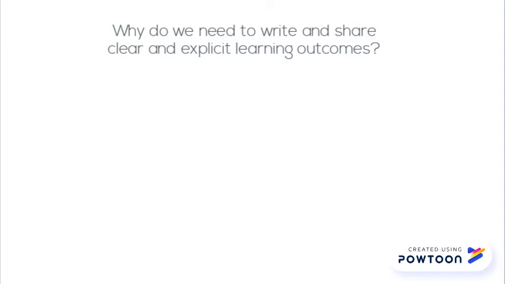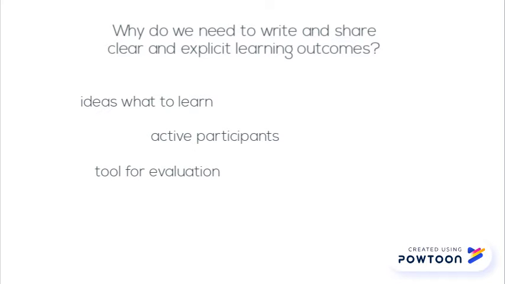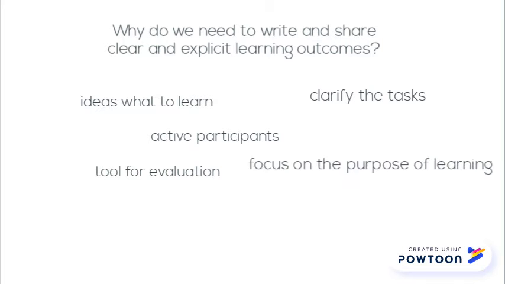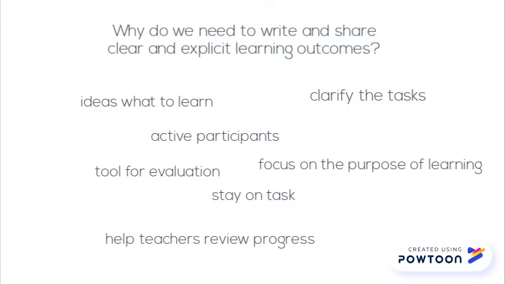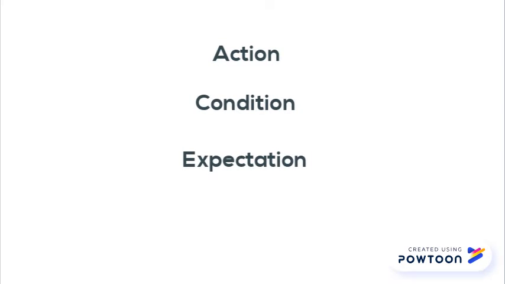Learning outcomes give students a clear idea of what will be learned and why, transfer some of the responsibility for learning to them, provide them with a tool for evaluating their own learning, make the task clearer, help them focus on the purpose of learning, help them stay on task, and help teachers review progress and give them a clear focus for marking. In writing learning outcomes, you need to think of the action, condition, and expectation.